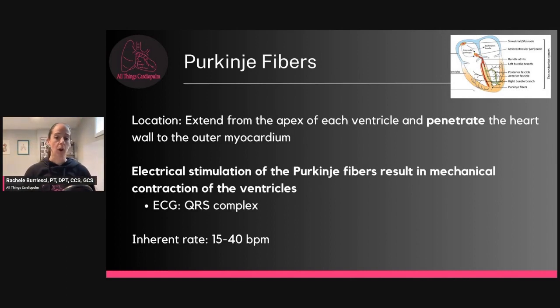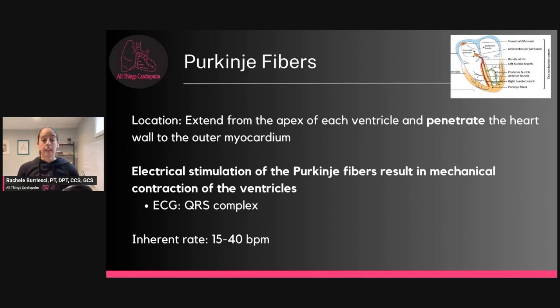The Purkinje fibers extend from the apex of each ventricle and they penetrate the heart wall to the outer myocardium. Now, I think this is the coolest part because this is where the electrical conduction system meets mechanical contraction. Electrical stimulation of the Purkinje fibers results in mechanical contraction of bilateral ventricles. And you're going to see this on ECG tracing as the QRS complex.